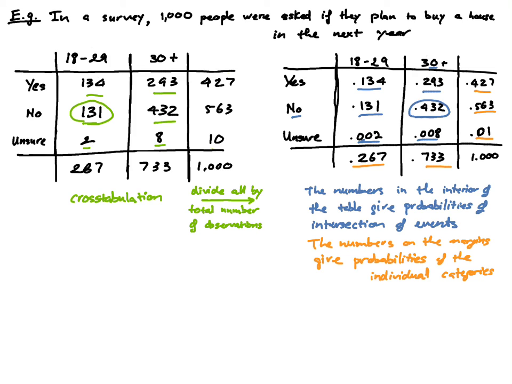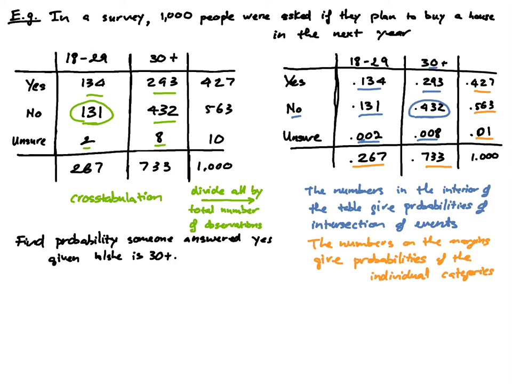So let's look at a quick example. Let's find the probability that someone answers yes, given the fact that he or she is older than 30.